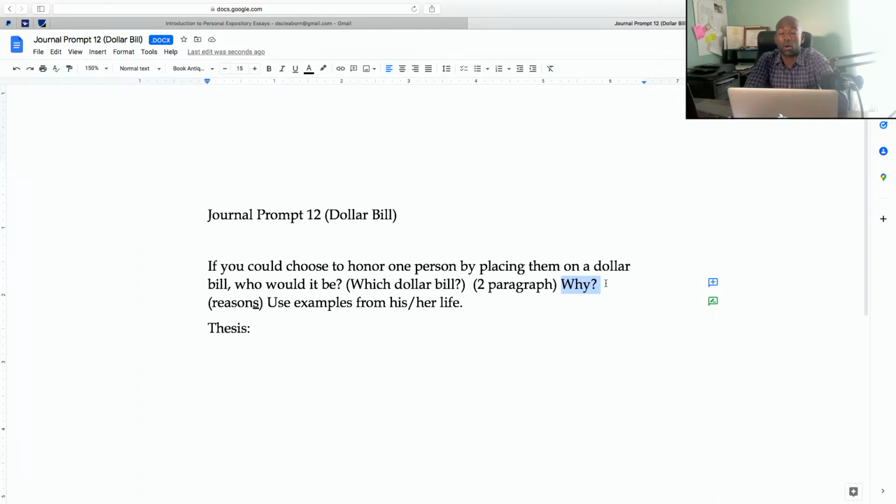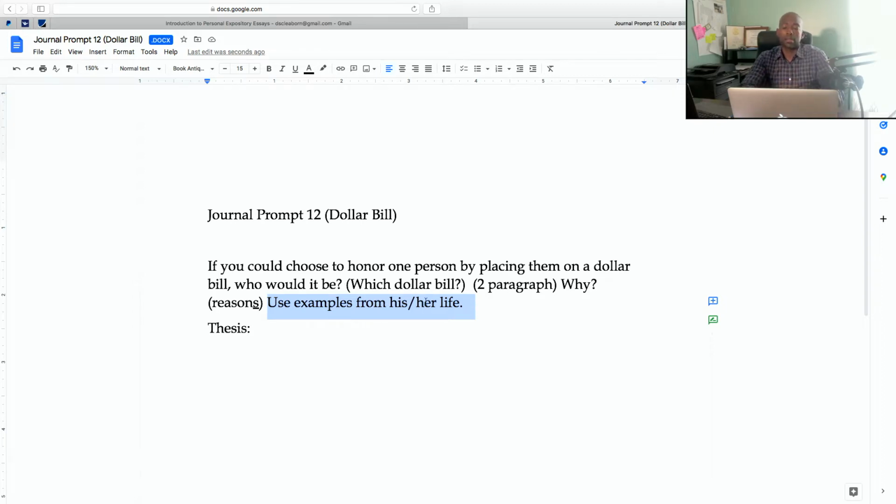Why means all possible reasons. So really, whole paragraphs can be built around the question why. Okay, and then it says use examples from his or her life. So what am I doing? I'm just sorting out the writing assignment and determining all the different things I'm supposed to write, the different requests of the writing assignment.